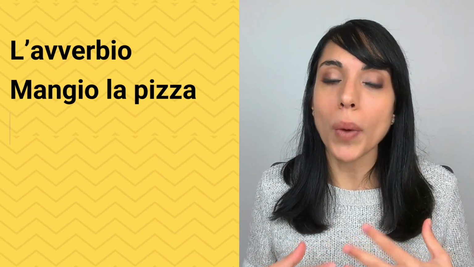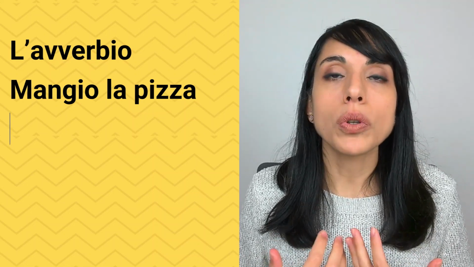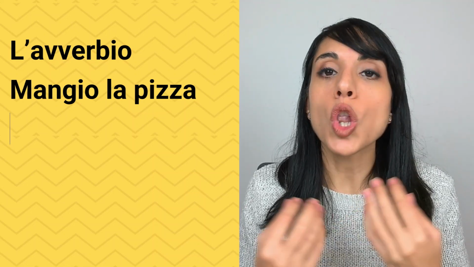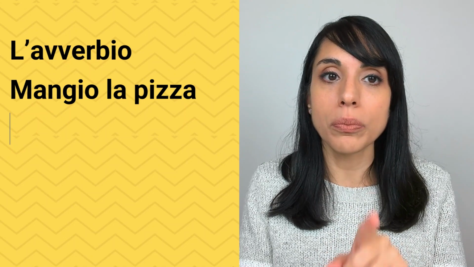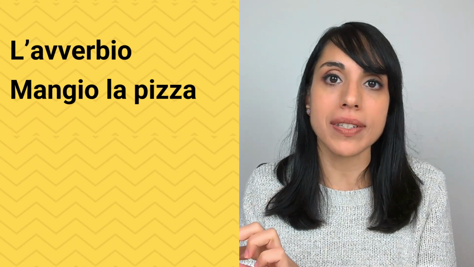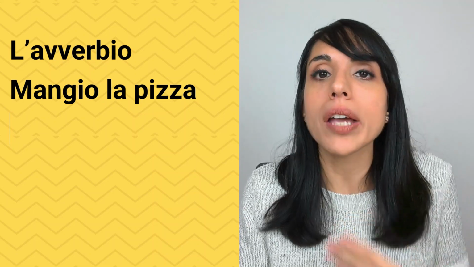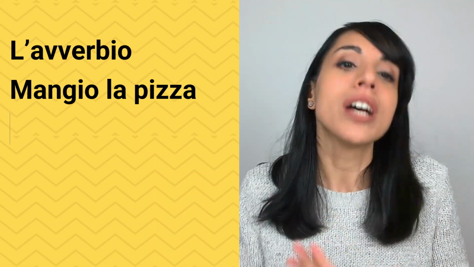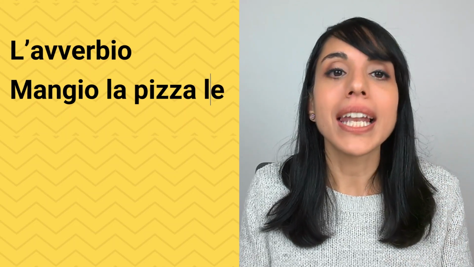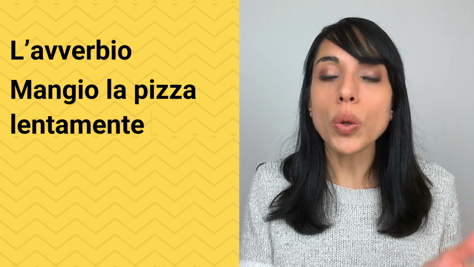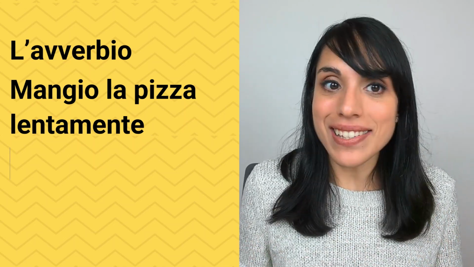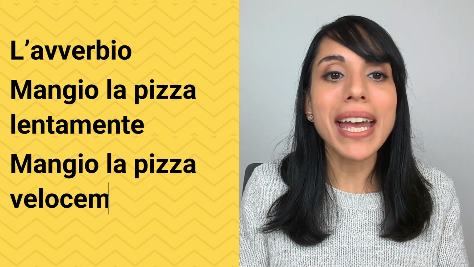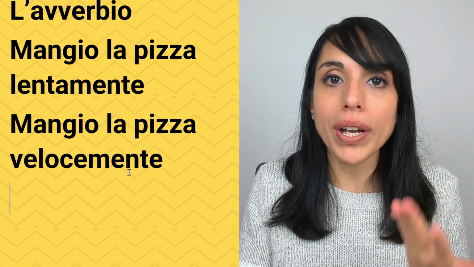But I may want to add more information to this. I may want to tell you that I eat pizza slowly. We need another word. That word is an adverb because it's telling you more about how I eat the pizza. It gives you more information about how I perform my action of eating. So that would be mangio la pizza lentamente, slowly. Or I could tell you that I eat pizza fast. Mangio la pizza velocemente. I'm telling you more about how I eat pizza.